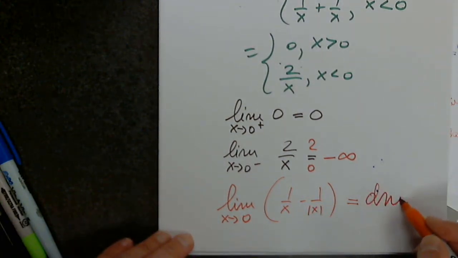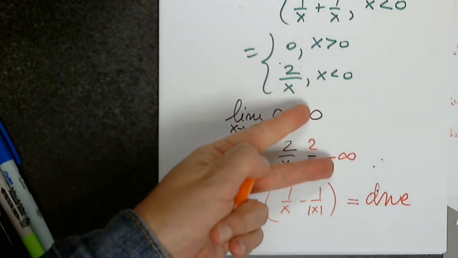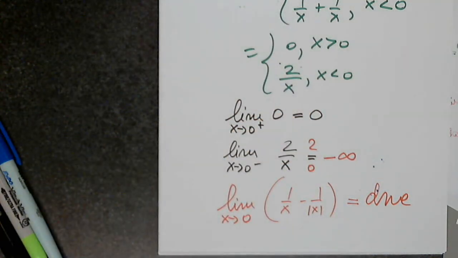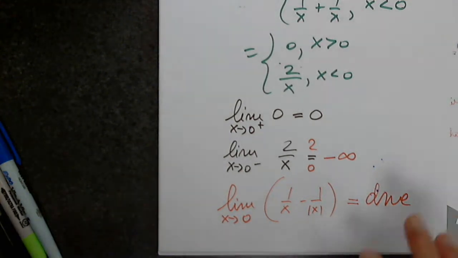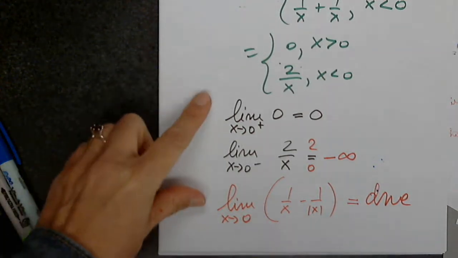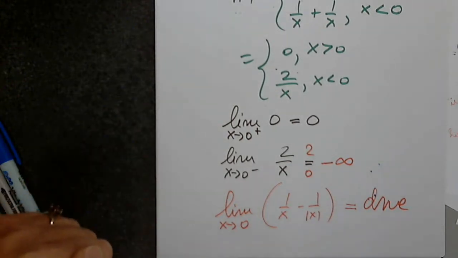Yes. They're not the same, right? They must be the same. If the left is 0 and the right is 0, then I have to write 0. But since from one side I have 0 and from the other side I have negative infinity, I must write DNE. So this, I think, answers your question.